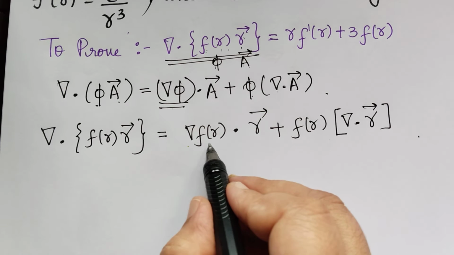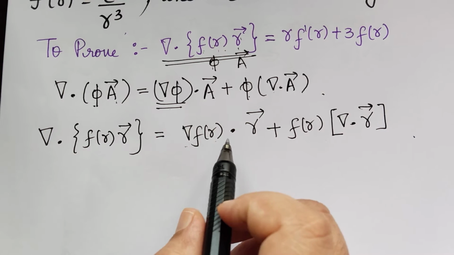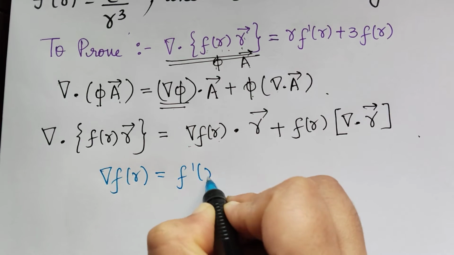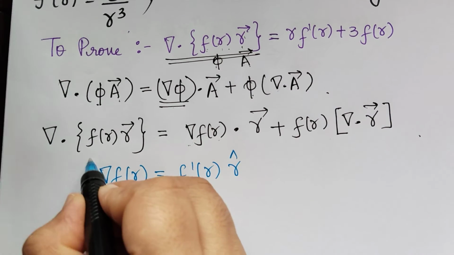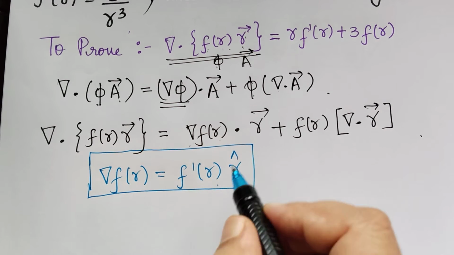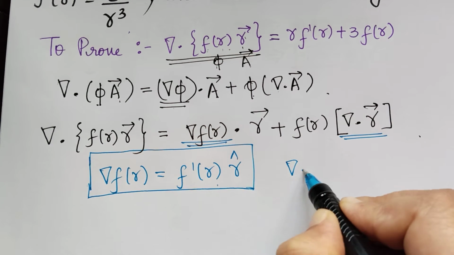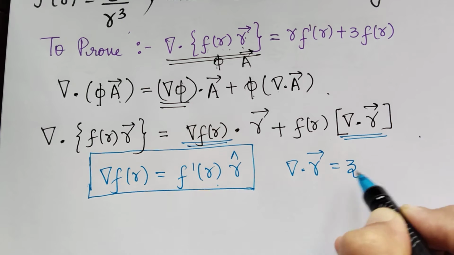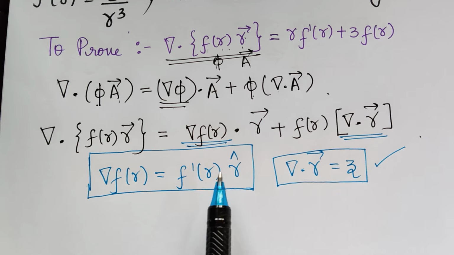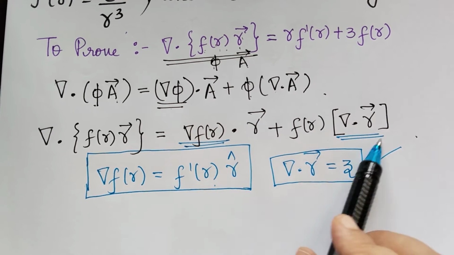So now what is del f of r? We already know a result where del f of r is given by f dash of r multiplied with r cap. So this result we have already derived. This is the first result that we derived. So we are going to apply this result for del f of r. Also we know that del dot r vector is equal to 3. This is one of the results that we have derived. So kindly check out those results which we have already derived previously. So now we shall apply these two results over here.